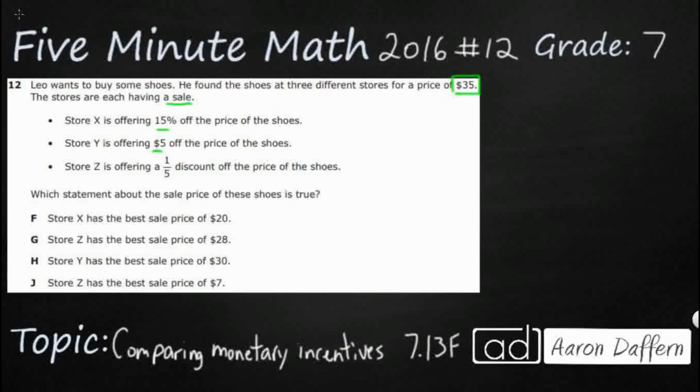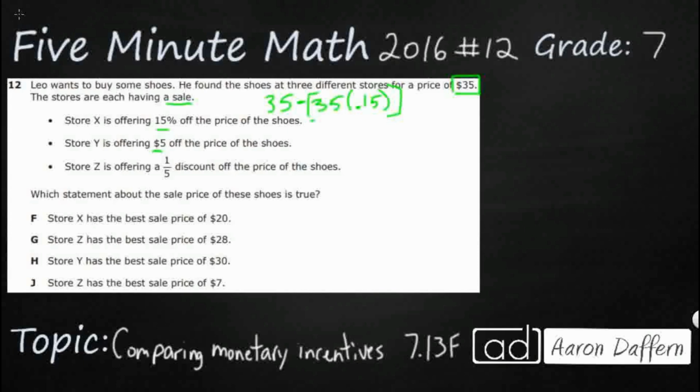So store X is 15% off. So we've got 2 different options here. We could multiply this 35 times our 15%, which is going to be 0.15. That's going to get the percentage off, right? And then we have to subtract all of that from our original price of $35. That's 2 steps. If we multiply by 15%, we're just going to get the amount off. We need to know what the full price is.